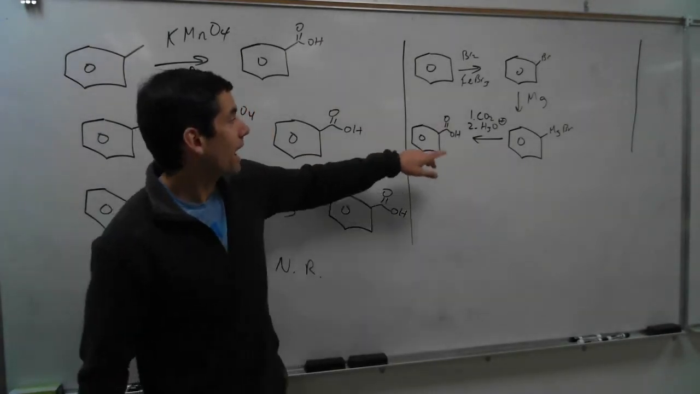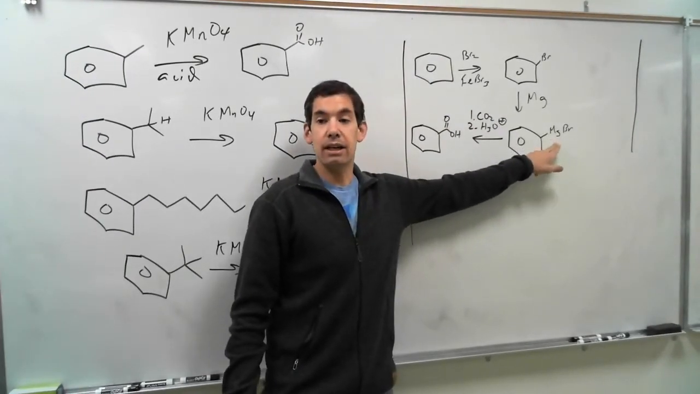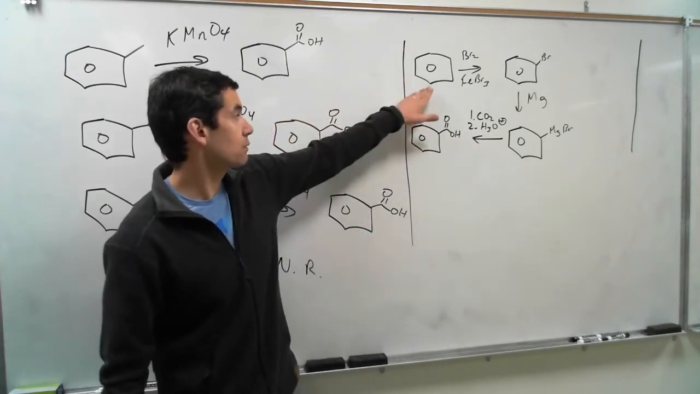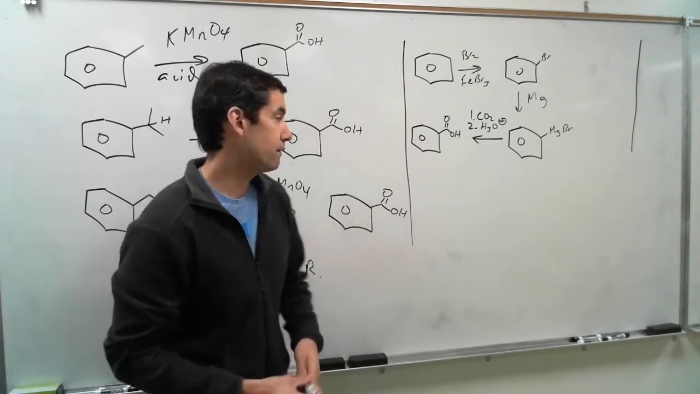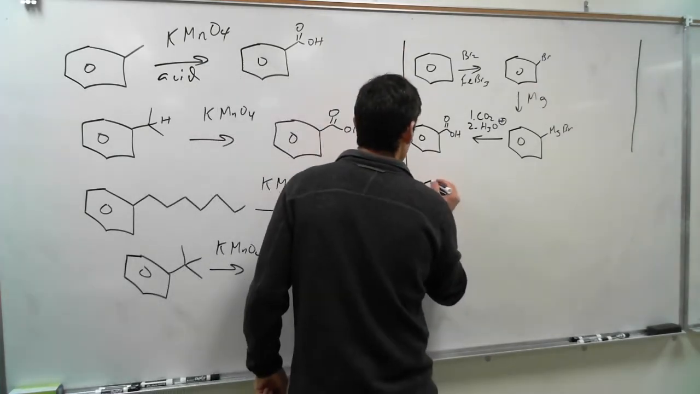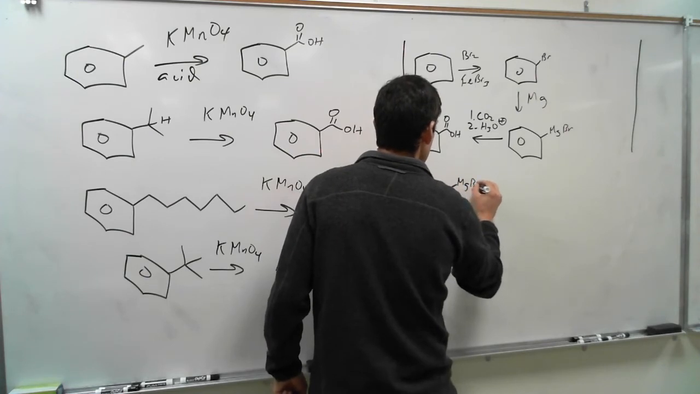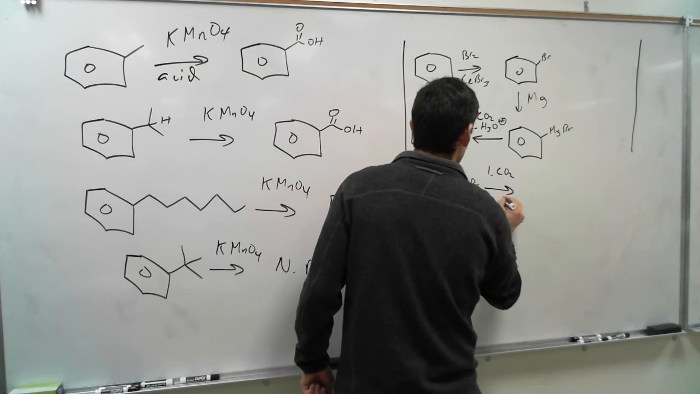Now, it doesn't necessarily have to be on an aromatic ring. Anytime we can make a Grignard reagent, we could do this reaction and turn it into a carboxylic acid. It's really nice with this way because we know how to brominate our aromatic ring here. So if I have something like this with MgBr, I can do the same reaction. CO2, and the second step is H3O+.